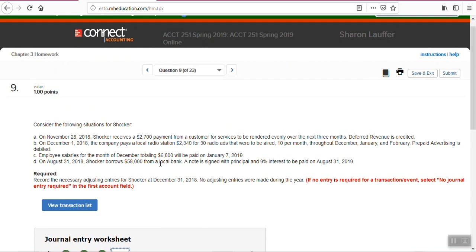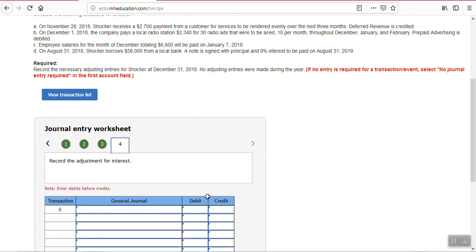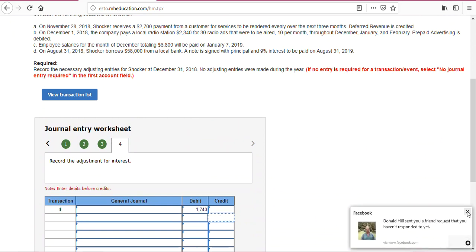So we're going to take the principal times the interest rate times the period of time, which is 4 months divided by 12 months, so 4/12. And I think I did something wrong. Let me try my calculator again. 58,000 times 9%. All right, that looks better. So times 9% times 4 months divided by 12 months, 4/12 of a year would be $1,740. If I have punched my calculator keys correctly, we're going to hope that I did, but we're going to check that in a minute.